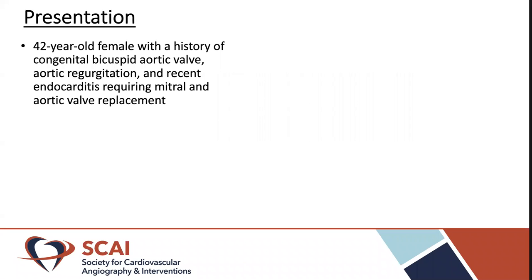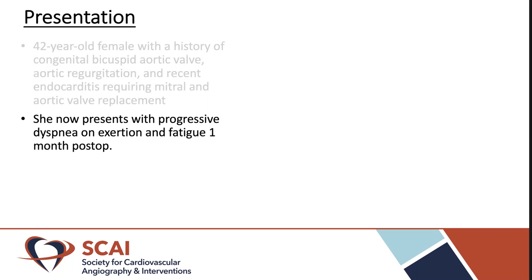So the case starts off with a 42-year-old female. She has a history of congenital bicuspid aortic valve disease, aortic regurgitation, and recent endocarditis requiring mitral and aortic valve replacement. The patient is now presenting to your clinic with symptoms of dyspnea on exertion and fatigue 1 month post-op.